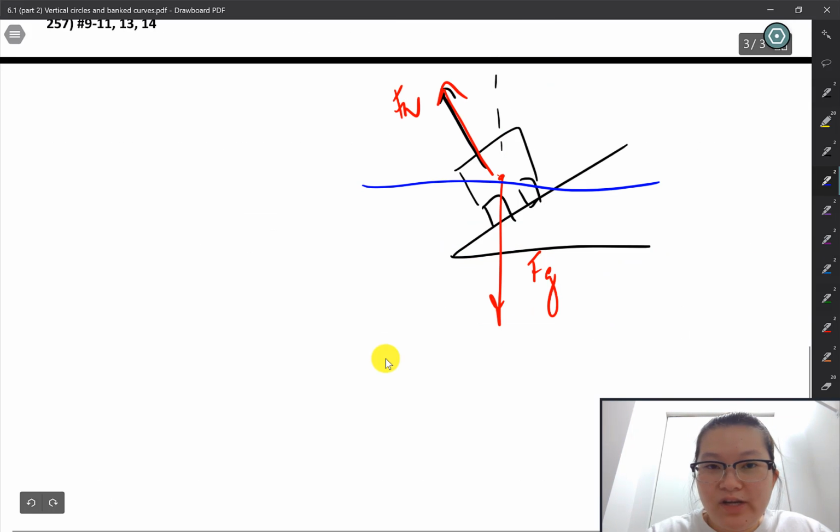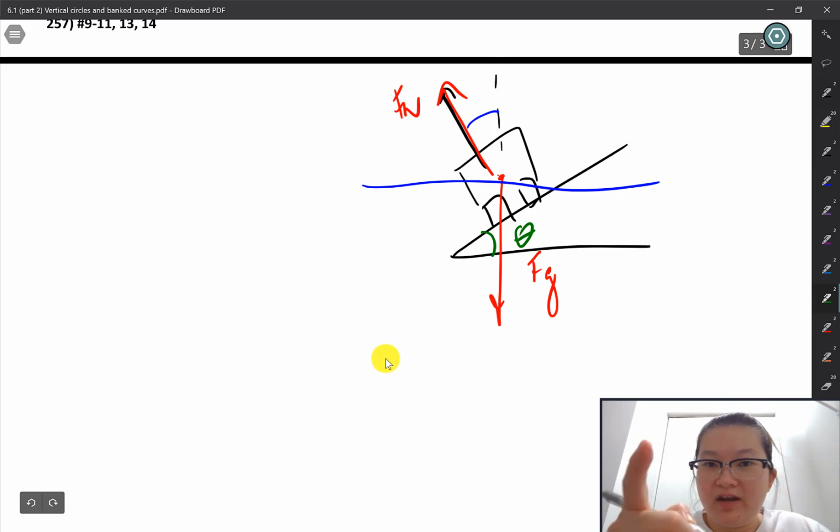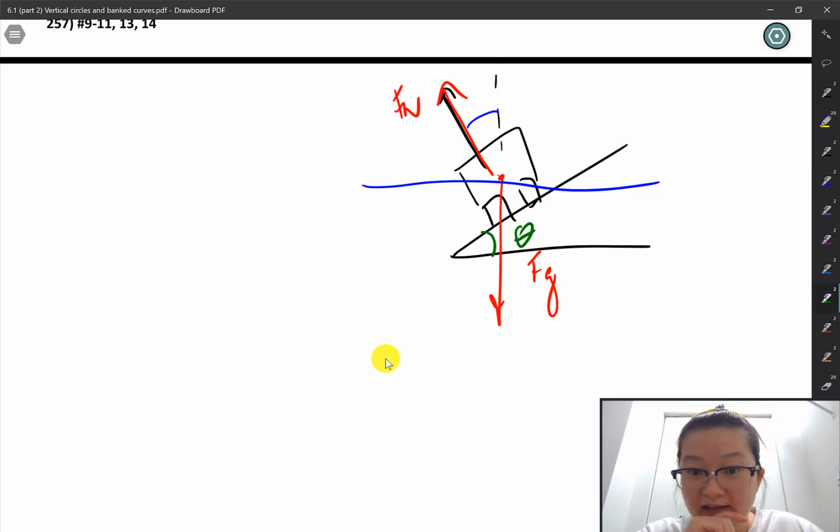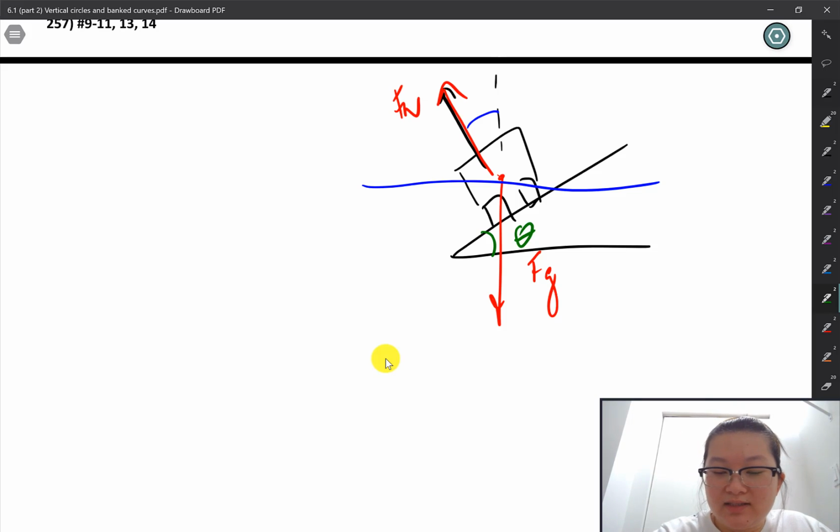Okay, so I'm going to redraw this one here on another page to show you what this angle would be. This angle, we're going to call theta. That's the one that we want to find out. So let's just extend some of these lines a little bit.